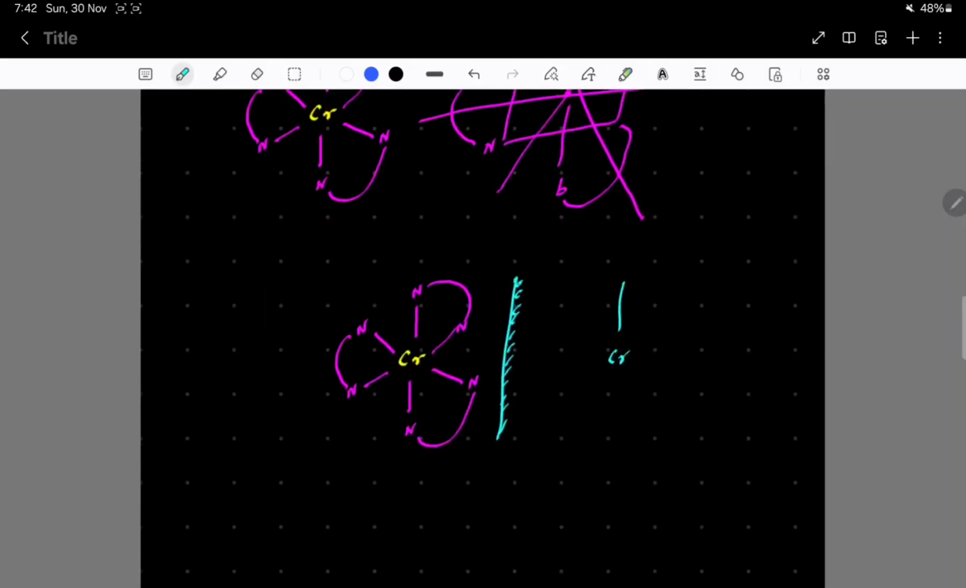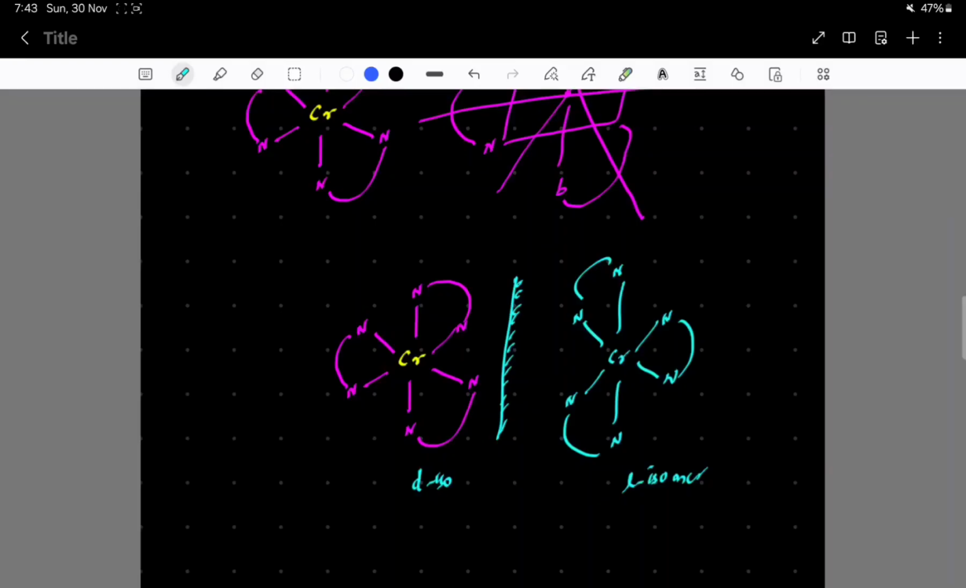Now this is chromium, right? Now I will write this is N, this will be N, this will be N, this will be N, this will be N, right? Now look, student, I can say this will be a D isomer and this will be an L isomer. You can argue, sir, if I draw it like this, no issue; we will get only the mirror image, right?